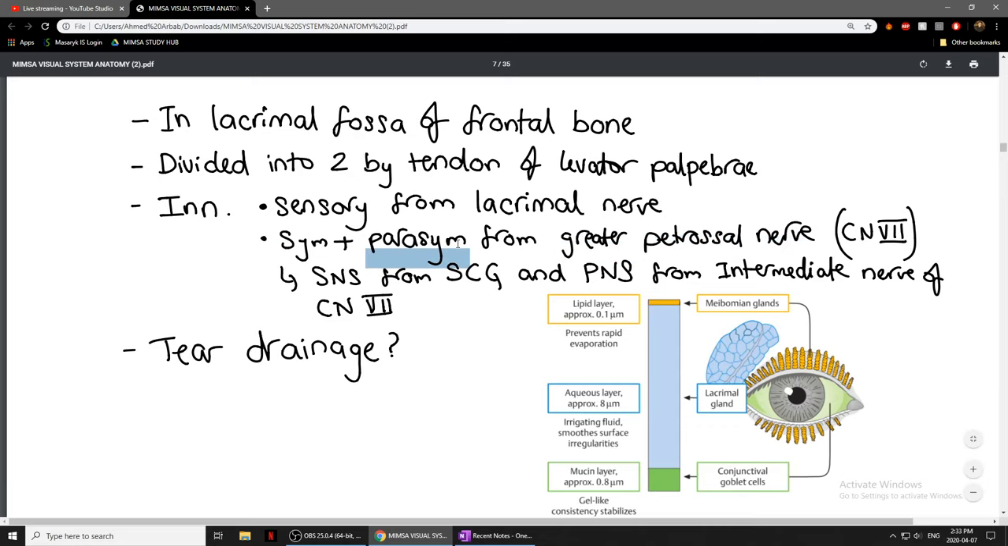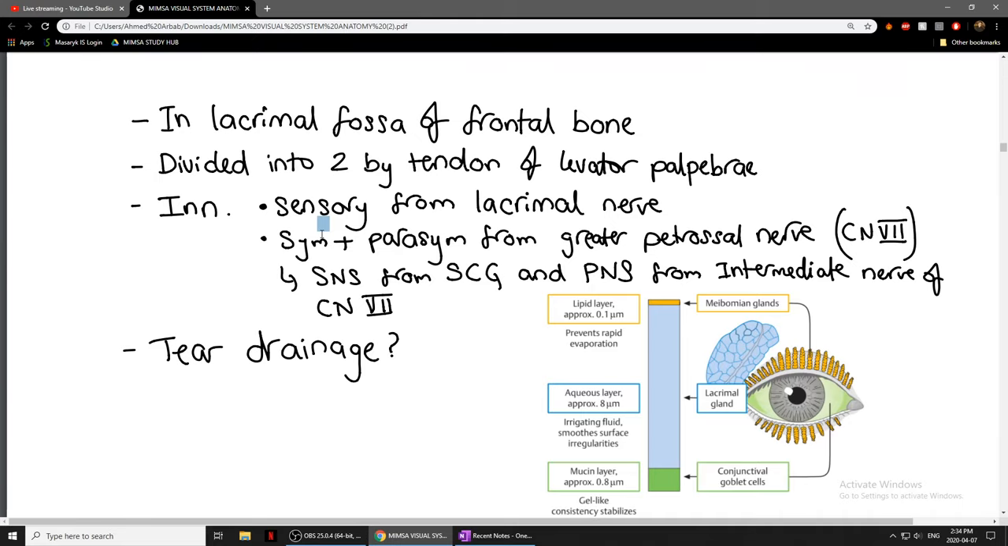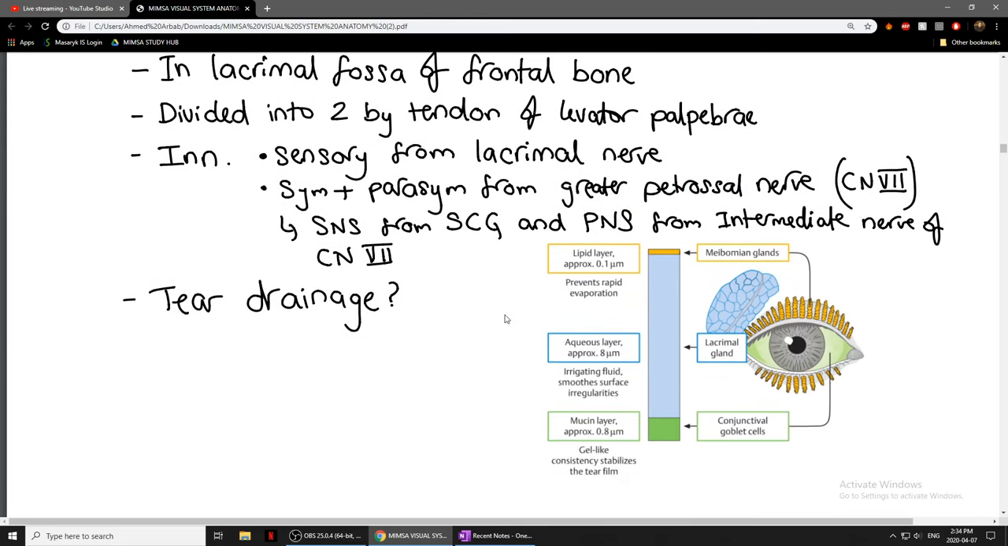So that provides parasympathetic innervation. But the sympathetic system also provides a branch from its own ganglia that move up in the same direction as the greater petrosal nerve, but then they enter into the greater petrosal nerve just so that it can carry these fibers into the lacrimal gland. So both the sympathetic and parasympathetic, even though they're different fibers with different functions, are carried by the same nerve because they join together. And this is the greater petrosal nerve of cranial nerve 7.